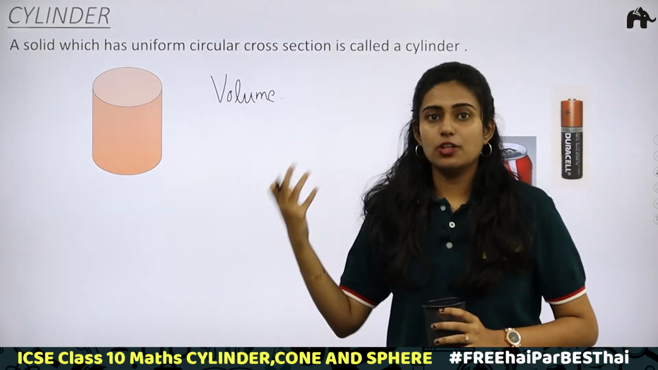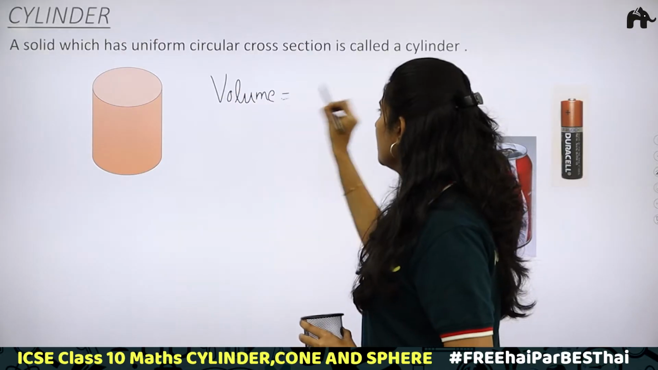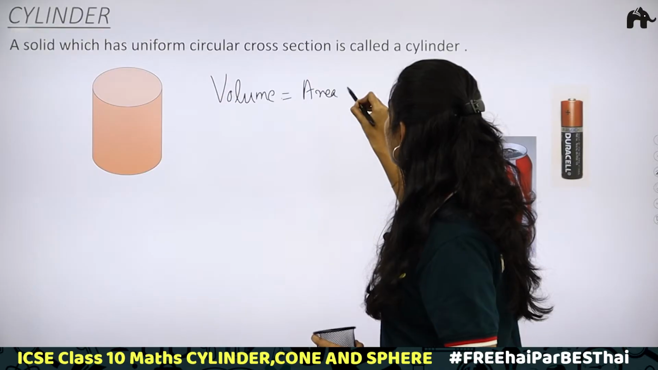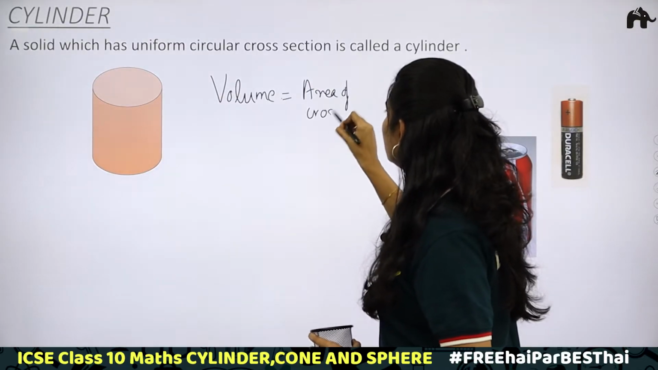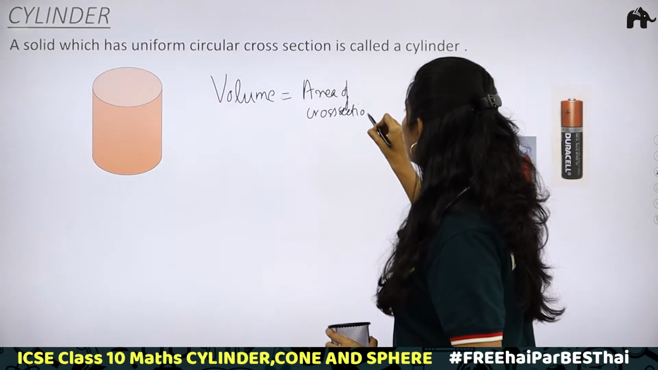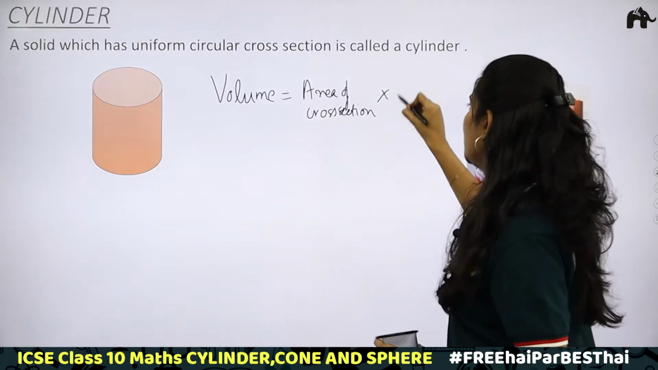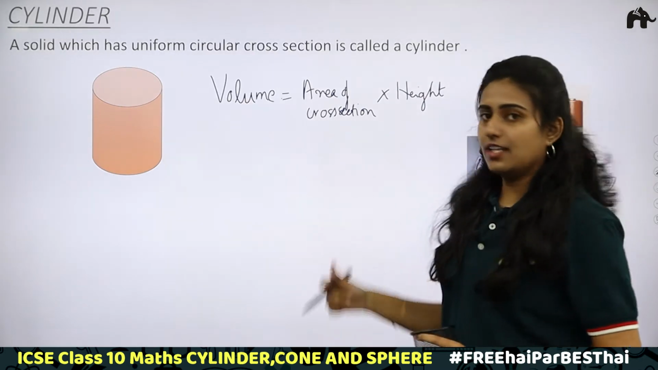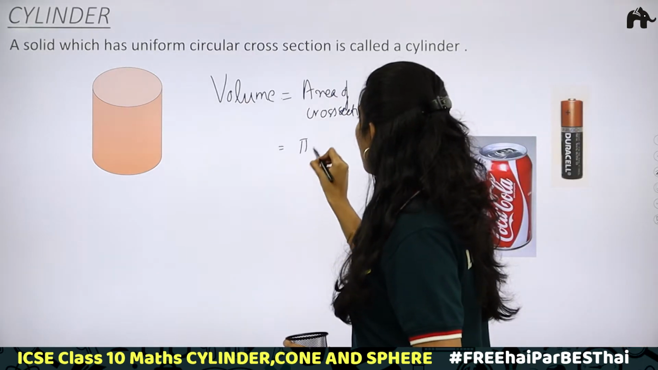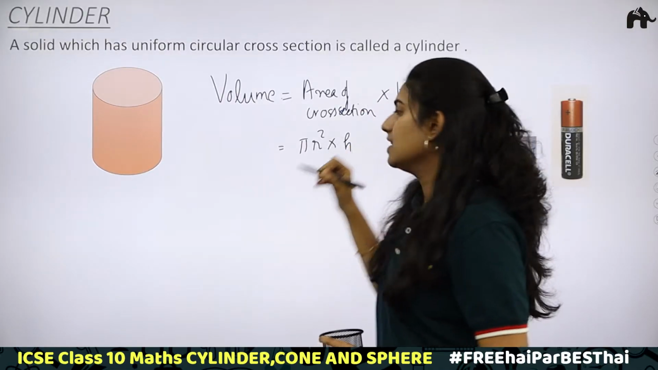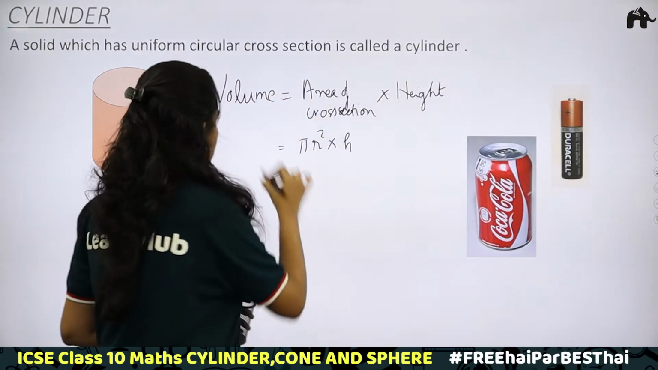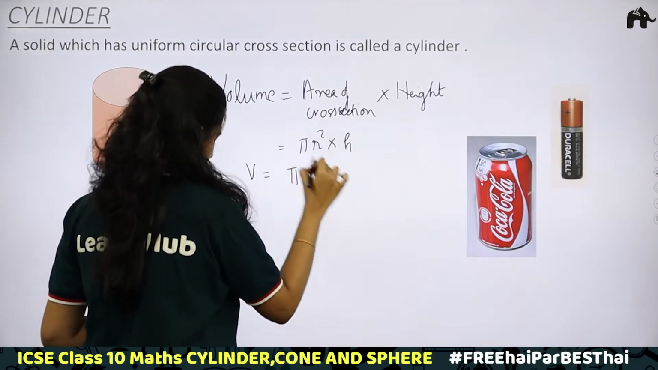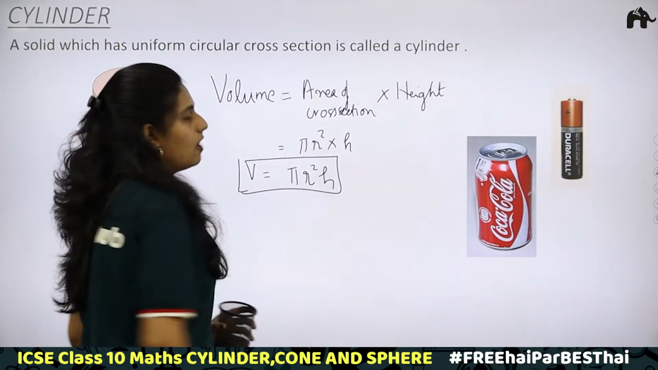In order to get the volume of a cylinder, we have to take the area of cross section into height. Here the area of cross section is pi r square and the height is h. Therefore, the required volume of cylinder is V is equal to pi r square h. This is the formula to find the volume of cylinder.